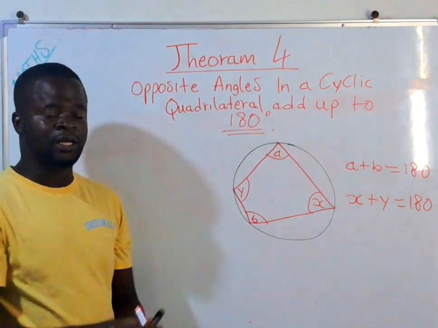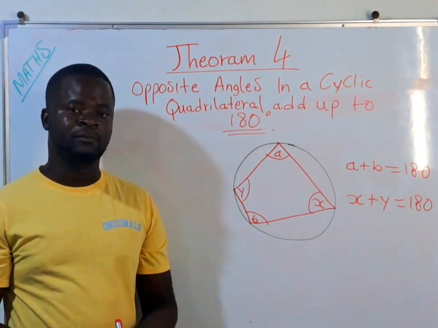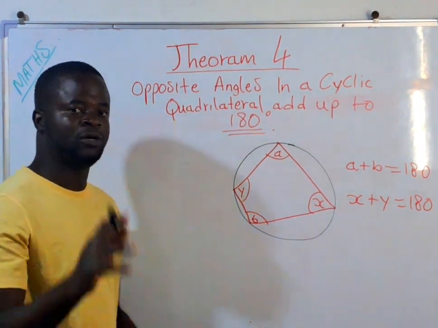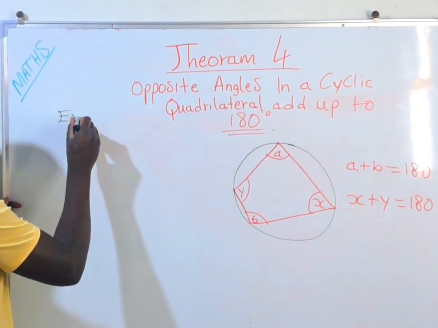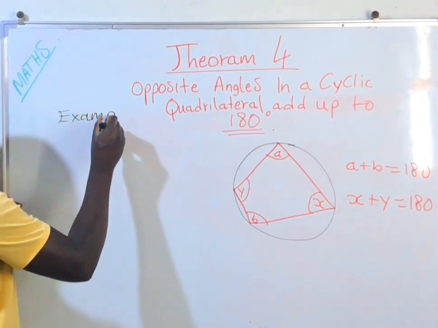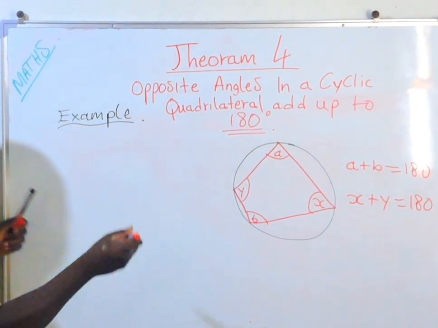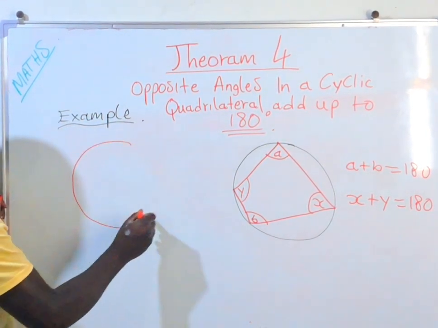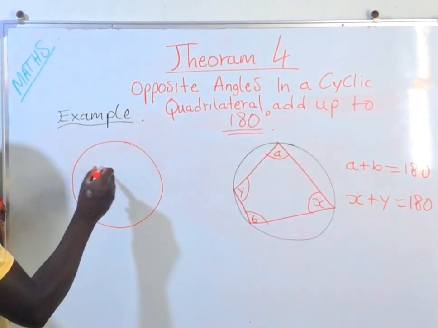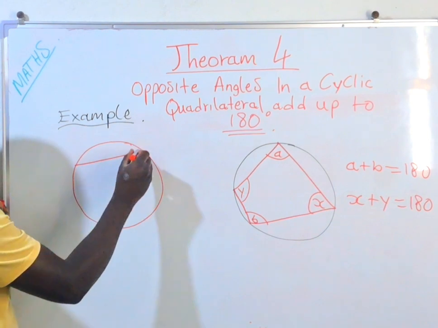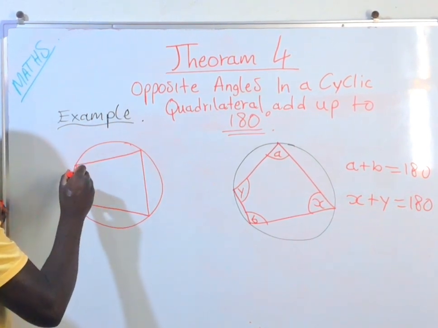Therefore, let us do another example which is going to involve theorem number 4, and we need to solve a little bit. So, example, so that we understand the application of the theorem. We are going to assume that this is the circle that we've been given. Then we are going to draw the quadrilateral so that we understand what is happening.